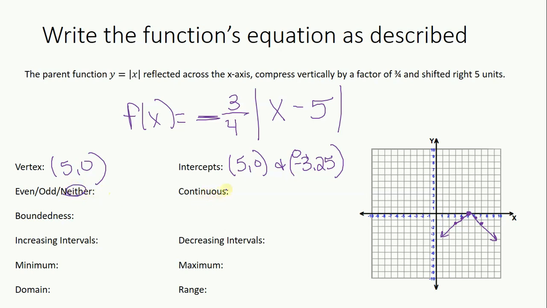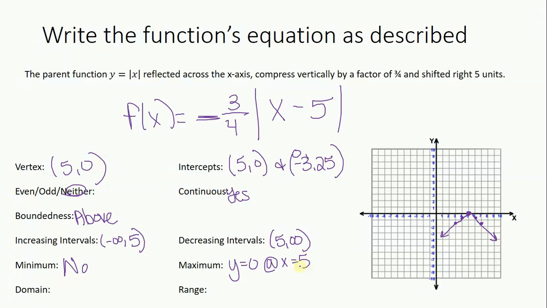Neither. We are continuous. We're bounded above on this particular graph. We're increasing from -infinity to 5, decreasing from 5 to infinity. We have no mins, but we do have an absolute maximum at y equals 0 when x is 5. Domain, -infinity to infinity. My range, -infinity to 0. Whoop! Bracket on that 0. We're covering it. There we go. We are including that.